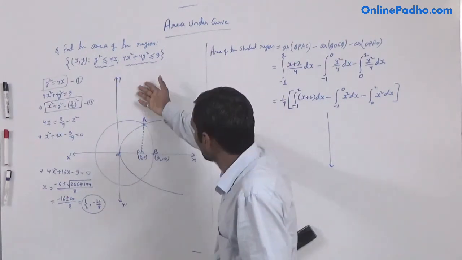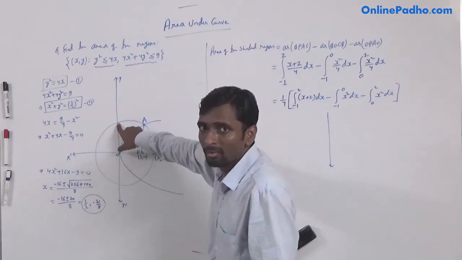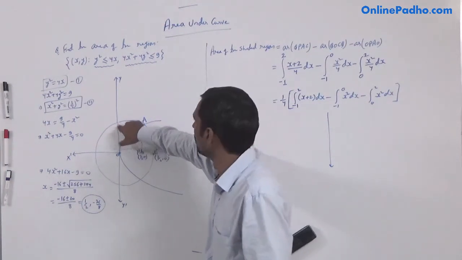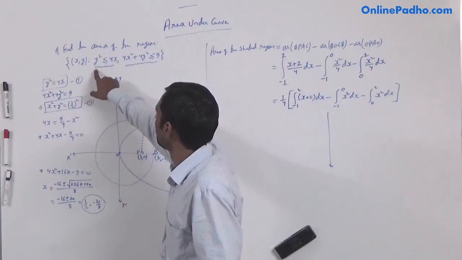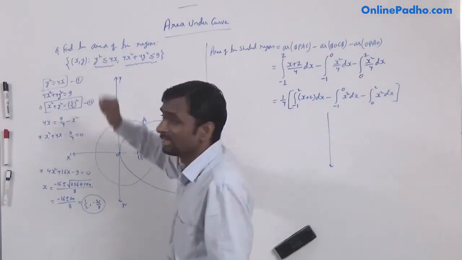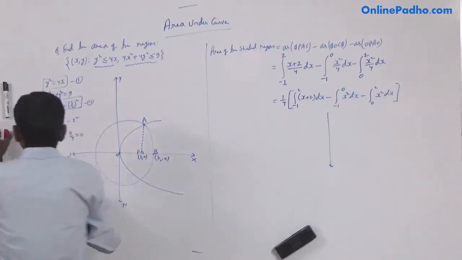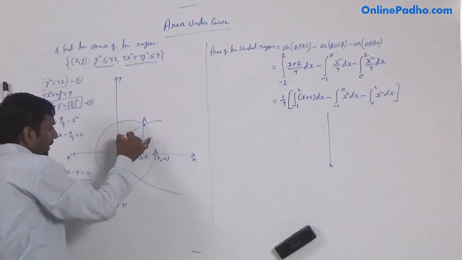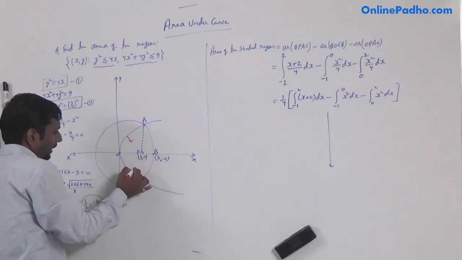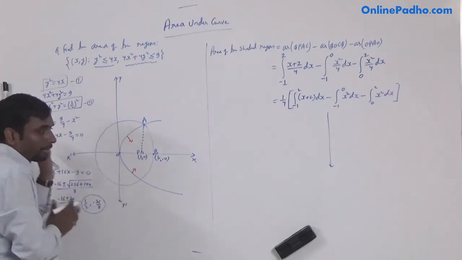And the exterior of the parabola is what? Take (0, 3/2). Is it satisfied? 3/2 is not less than 0. So the exterior of the parabola is not satisfied. So we can consider the interior of the parabola, not the exterior of the parabola.